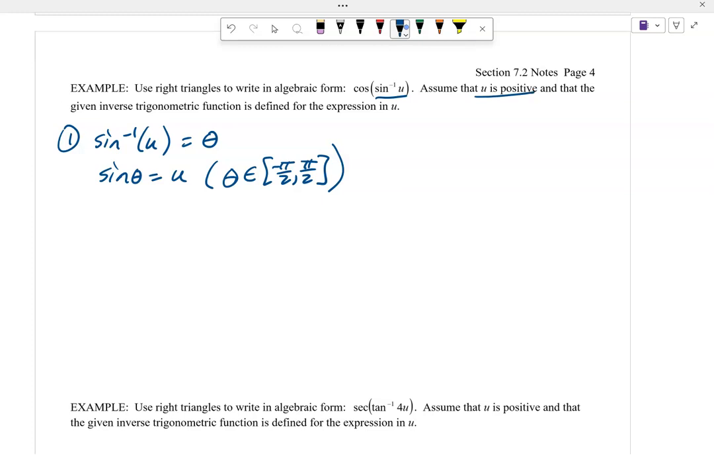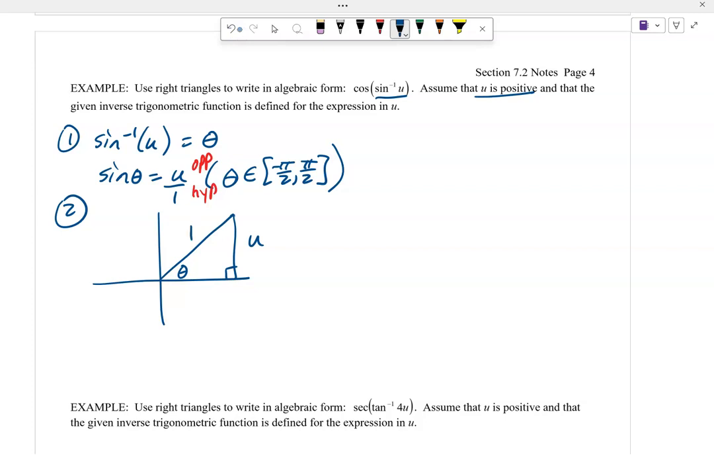Now, it also says assume u is positive. So we can assume, since the sine is positive, the y value is positive, so we're just going to go ahead and draw it into the first quadrant, right? Since the only options are 1 and 4, it's got to be in 1, where the y value is positive. So we go ahead and draw theta into quadrant 1, and this is u over 1, and this is opposite over hypotenuse, opposite u, hypotenuse 1.